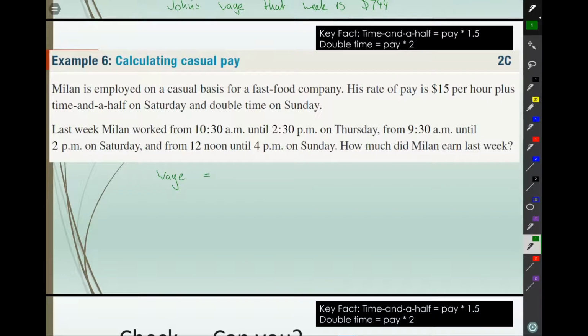He works 4 hours on Monday and he works 5 hours on Thursday. Oh, sorry, I read that wrong. He works 4 hours on Thursday. So that's all we need for his normal pay.